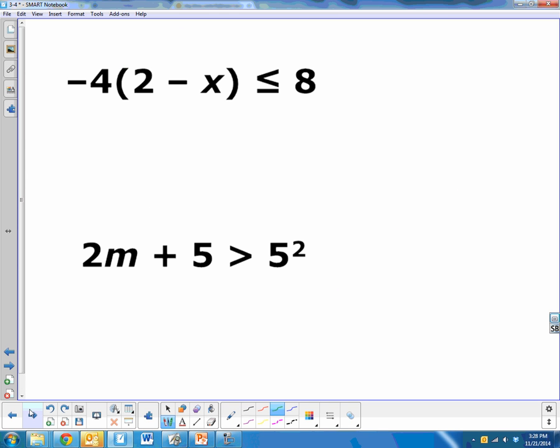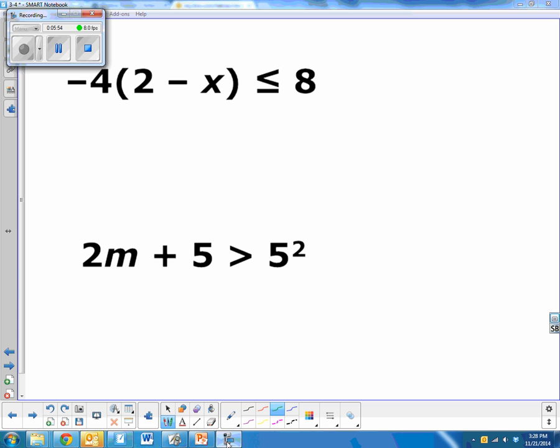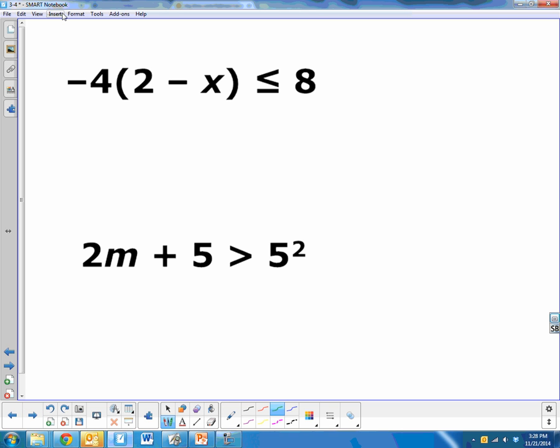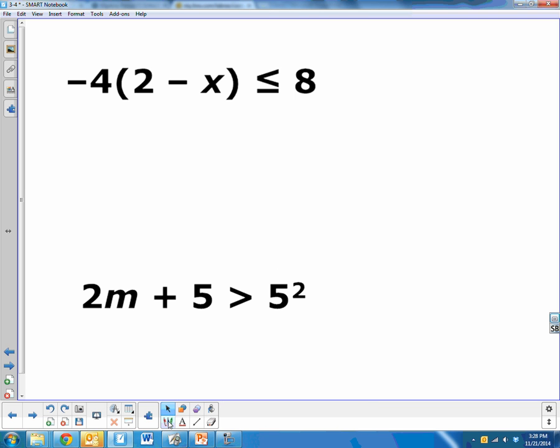Give these two a try. See what you can make of these two. I'm going to assume that you paused it and tried it on your own. Let's solve it. Let's take a look. So we've got parentheses. Now, most of you, hopefully, if you remembered, distributed first to get rid of those parentheses. And that works. And I'm going to do that first.